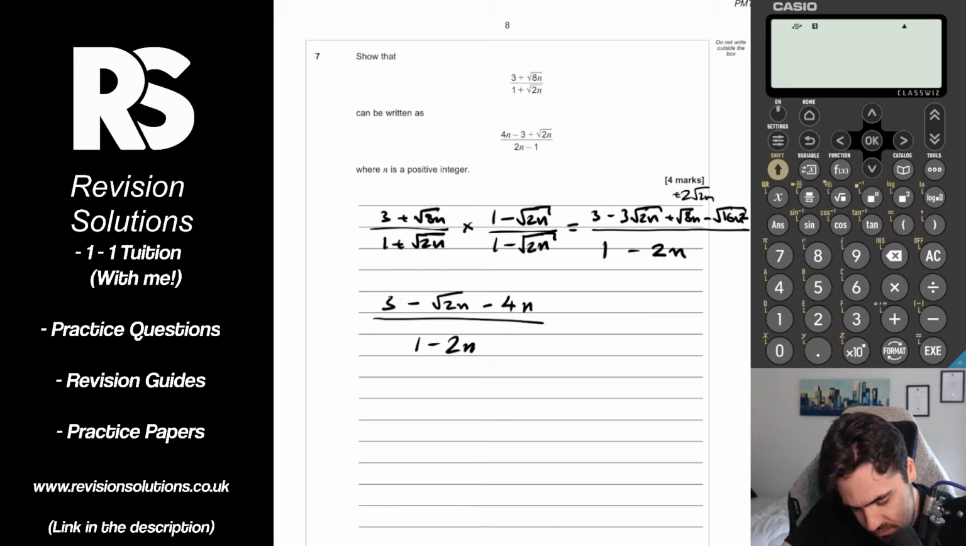And we're almost there. We just notice our things are the other way around, so they've got 2n minus 1 in their denominator, but we can fix that just by multiplying the top and bottom by minus 1. So that would give us 4n minus 3 plus root 2n over 2n minus 1.